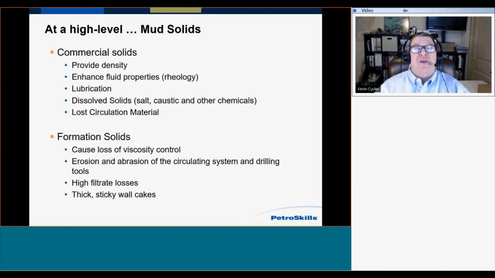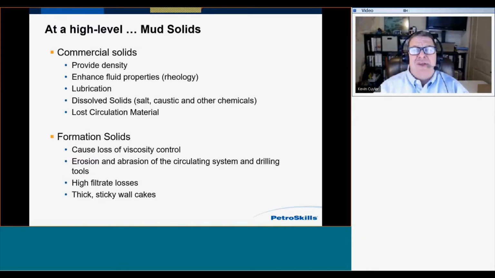We also use solids to increase lubricity, and this is one that we don't often think about, but when you think about lubricity and solids, you instantly need to start thinking about drilling beads. How do we slide in and out of a wellbore?